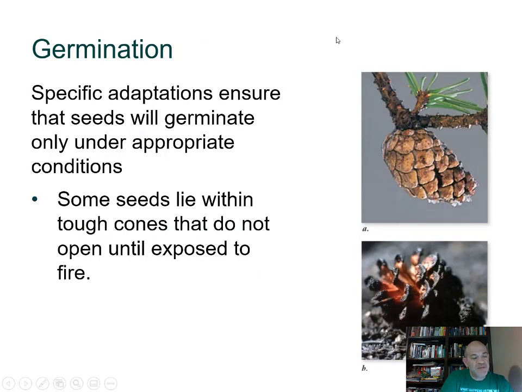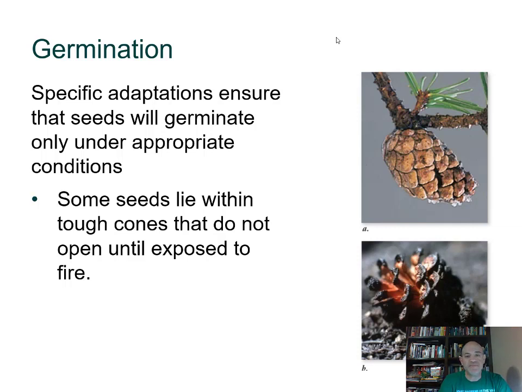Now, germination sometimes for a seed requires very special conditions for that to occur. Some seeds need to be dormant over a winter period, and so they require this cold spell before they can germinate. Others need to pass through the gut of an animal that's consumed the fruit, and the acids in the stomach help break down some of the seed coat.